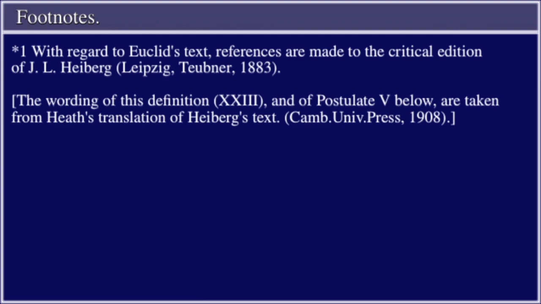Footnote 1. With regard to Euclid's text, references are made to the critical edition of J. L. Heiberg, Leipzig, Teubner, 1883. The words of this definition, 23, and of postulate 5 below, are taken from Heath's translation of Heiberg's text, Cambridge University Press, 1908.